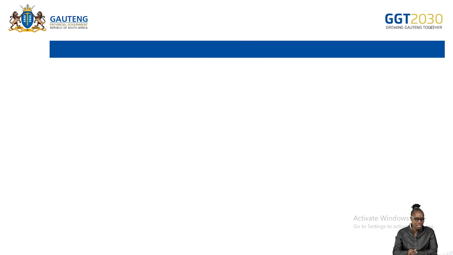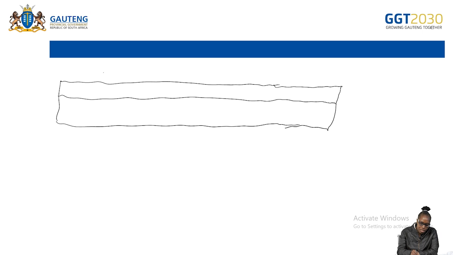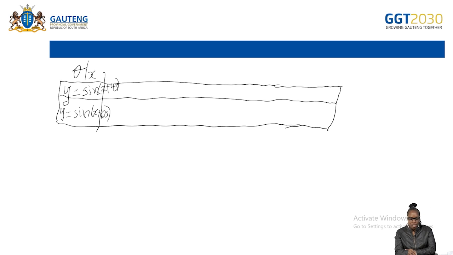When you are plotting, firstly, I said to you, you must firstly draw your table and find your values of the graph. I am going to use the same table, and I will have the values on that same table. For my angle theta or x, where the question says x, it's the same as theta, x or theta. My first one is y equal to sine x plus 45. That is my first graph. And my second one is y equal to sine x plus 60. Both of them are shifting to the left.